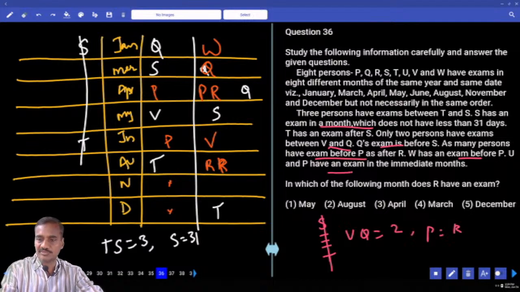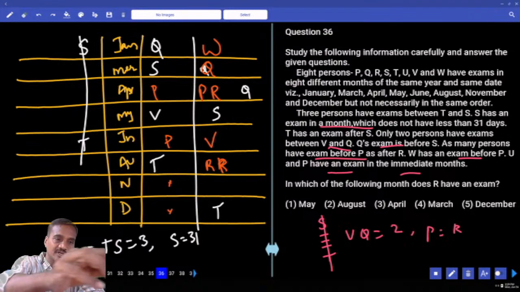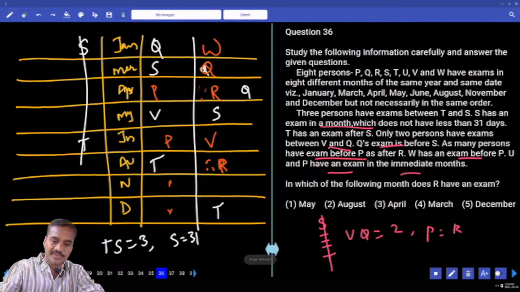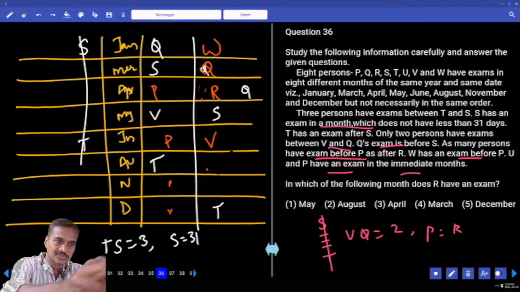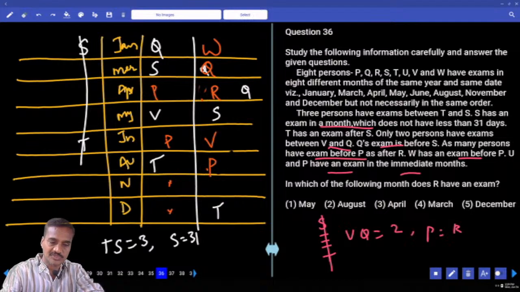And U and P have exams in immediate months. U and P, immediate months, hence P cannot be here. And R is here, then P will be here. If P is here, then who is the other person? U must be at this.